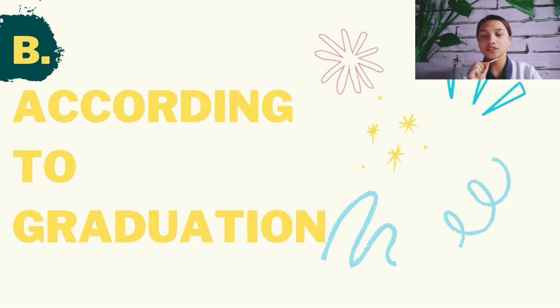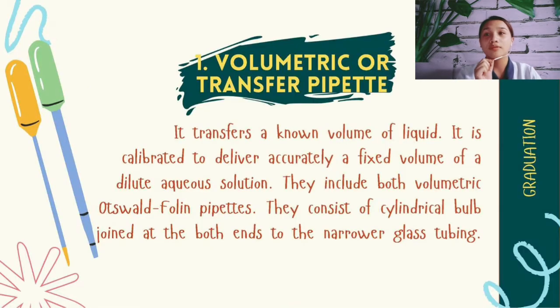B. According to graduation. First, volumetric or transfer pipette. It transfers a known volume of liquid. It is calibrated to deliver accurately a fixed volume of a dilute aqueous solution. They include both volumetric and Ostwald-Folin pipettes. They consist of a cylindrical bulb joined at both ends to narrower glass tubing.